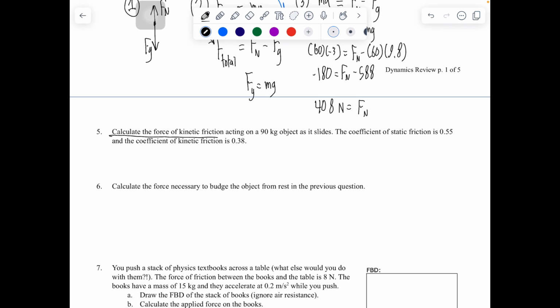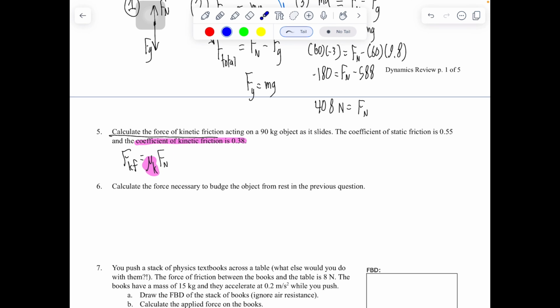Okay, let's look at our equation. Our equation, the force of kinetic friction, is our coefficient of kinetic friction multiplied by our normal force. Let's identify what we have. We have our coefficient of kinetic friction right here, 0.38. That's what we're going to plug in right here. We just need our normal force. If we have our normal force, we can plug in and solve.